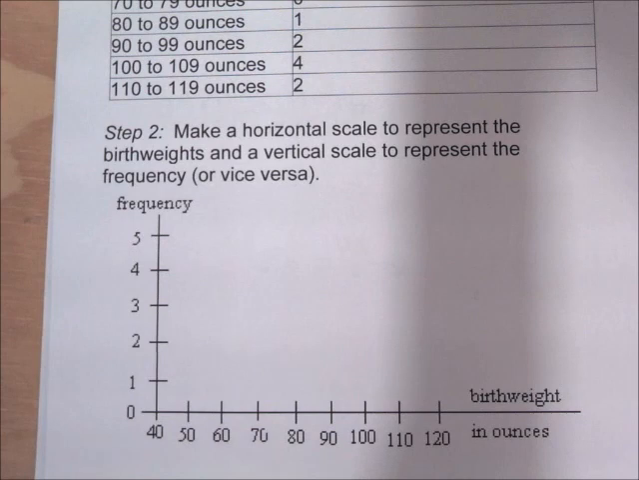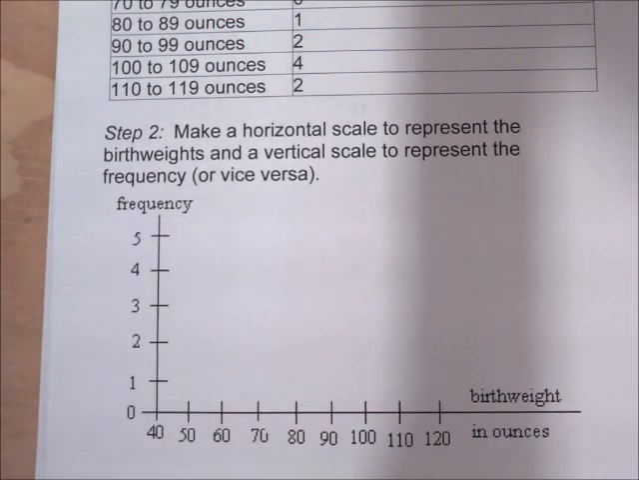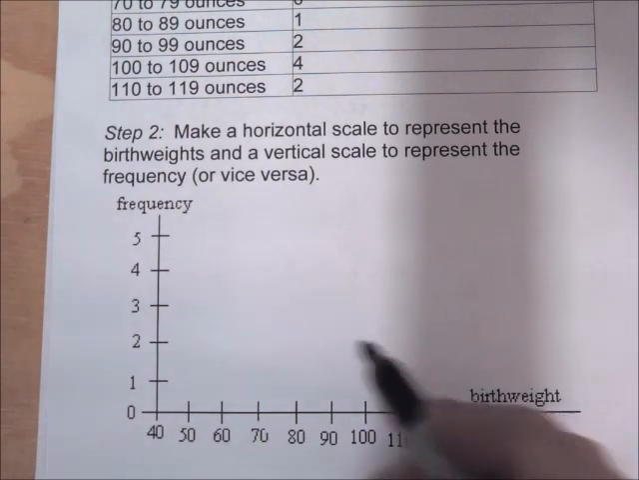the horizontal scale is for the variable. The vertical scale is the frequency. It can also be reversed. Sometimes they reverse it, putting the frequency on the horizontal scale and the birth weight, or the variable, on the vertical scale. It can be done that way, but usually we'll put the variable on the horizontal scale.